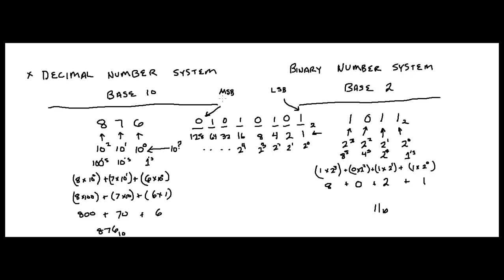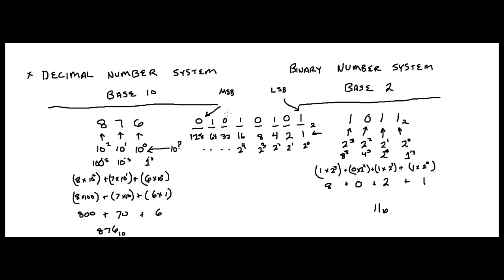So you're going to need to know those terms: least significant bit, most significant bit. When you write a binary number, the least significant bit is always on the right. The most significant bit is always on the left. It does not change. All right?